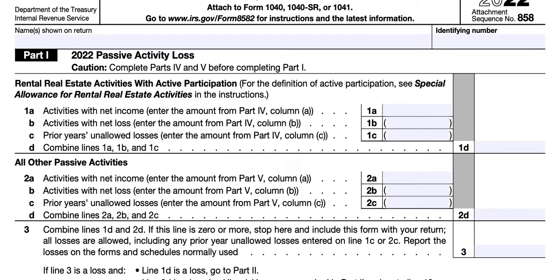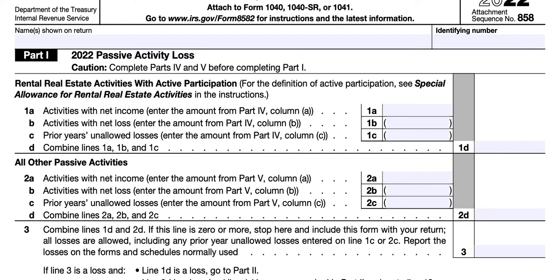At the top of this tax form, your tax preparation software will auto-populate your name and identifying number, whether that is your social security number or a taxpayer identification number. You will use Part 1 to combine the net income and net loss from all passive activities to determine if you have a passive activity loss for the tax year.